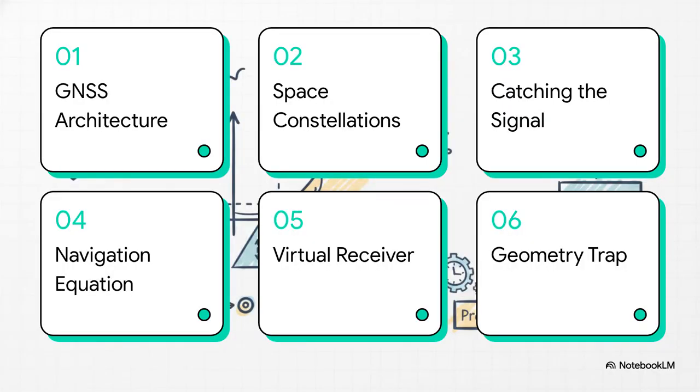Okay, let's dive into our roadmap for today. We'll quickly cover 1. The architecture of GNSS. 2. Constellations and geometry. 3. Catching the signal. 4. Solving the navigation equation. And finally, 5. Building a virtual receiver.